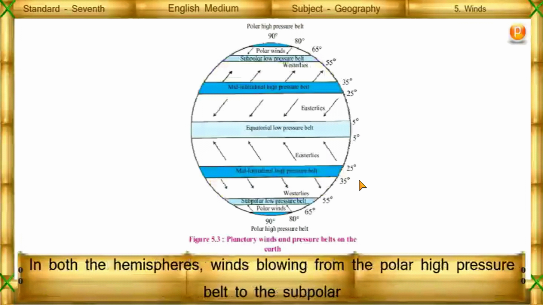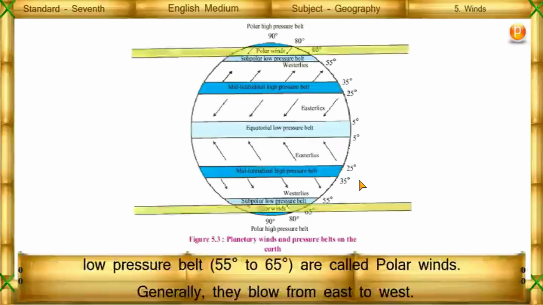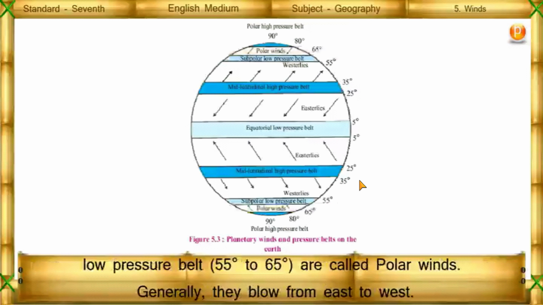In both the hemispheres, winds blowing from the polar high pressure belt to the subpolar low pressure belt, 55 degrees to 65 degrees, are called polar winds. Generally, they blow from east to west.